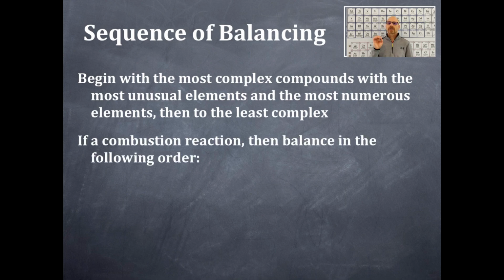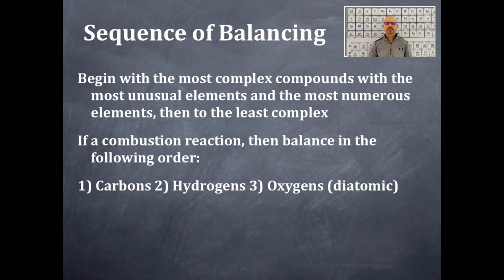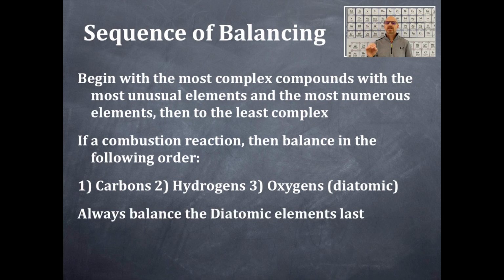Okay. For a combustion reaction, you always balance them in the following order, and this was already discussed in a previous lecture. Number 1, you're going to start off with carbons. Number 2, hydrogens. And then finally, you're going to end with oxygen, which is the diatomic element. You're always going to balance diatomic elements last, even if they're not combustion reactions.